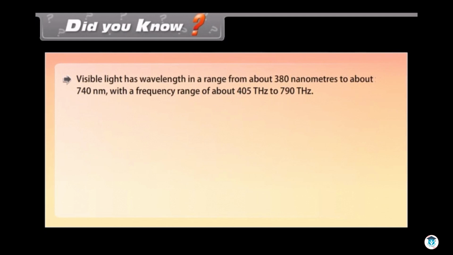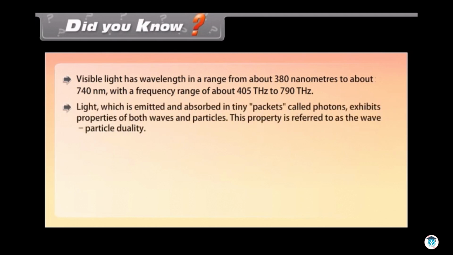Did you know, visible light has wavelength in a range from about 380 nanometers to about 740 nanometers, with a frequency range of about 405 terahertz to 790 terahertz. Light which is emitted and absorbed in tiny packets called photons exhibits properties of both waves and particles. This property is referred to as the wave-particle duality.